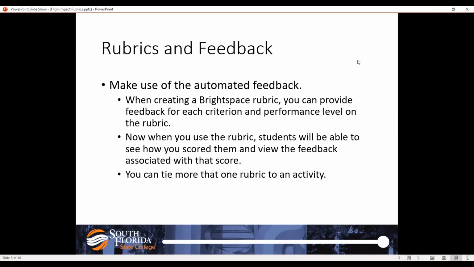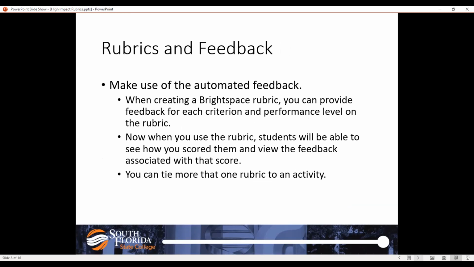And then also one little thing is to use the feedback. You can make use of the automated feedback. When creating a Brightspace rubric, you can provide feedback for each criterion and performance level on the rubric. So now when you use the rubric, students will be able to see how you scored them and view the feedback associated with that score. And also you can tie more than one rubric to an activity. So you could have a holistic rubric with an analytical rubric on the same activity.